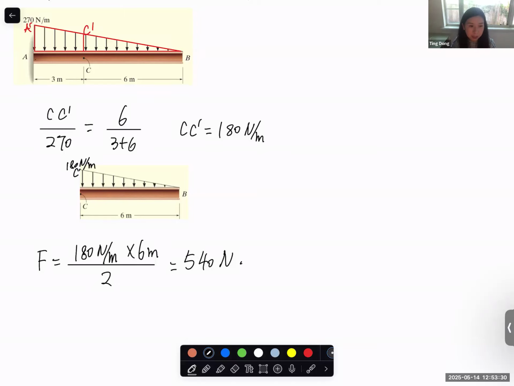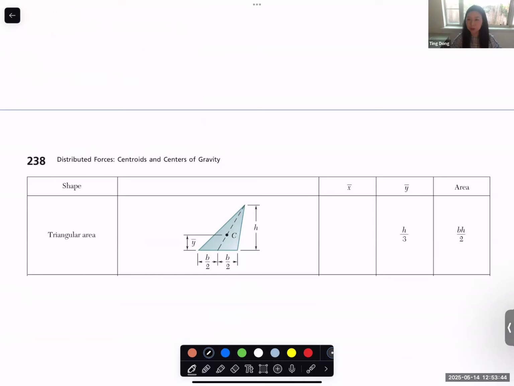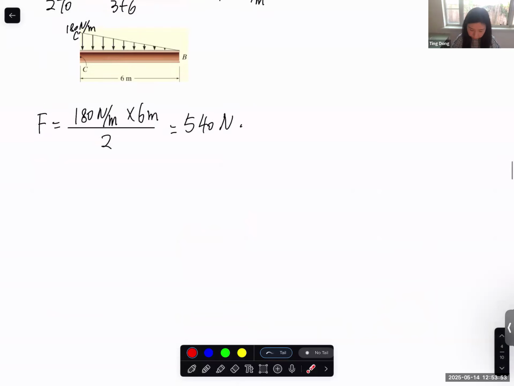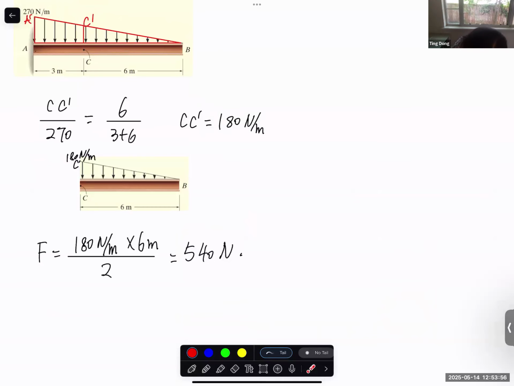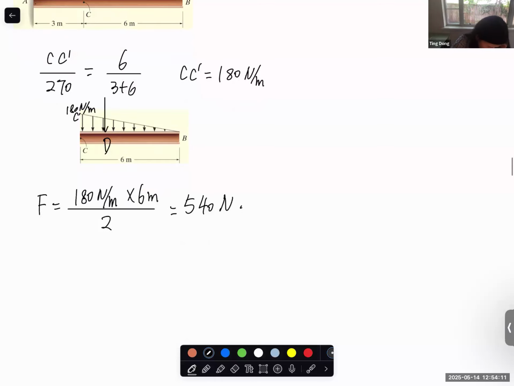Where should this force be applied? Where's the location? Two meters from C. Yes, thank you. The centroid of a triangle. Again, this is the screenshot from the statics textbook. The centroid is 1/3 of this space. So here in our example problem it is 2 meter to the C point. So let's say this is the equivalent concentrated force. It's applied here. Let's say this is the point D. CD should be equal to 2 meter.